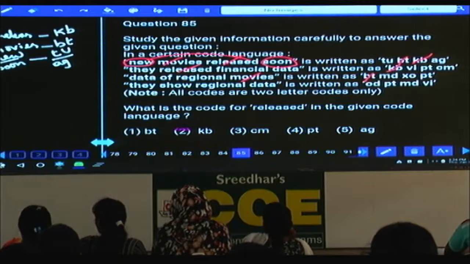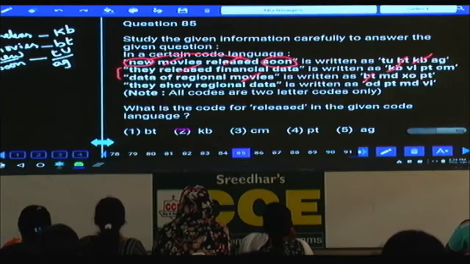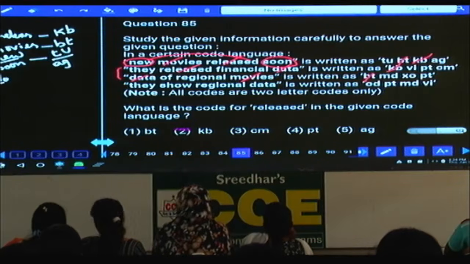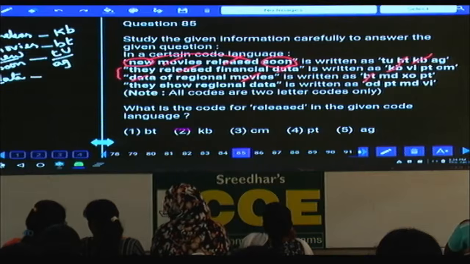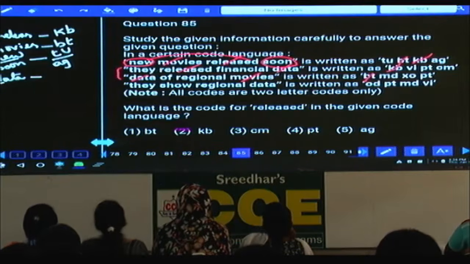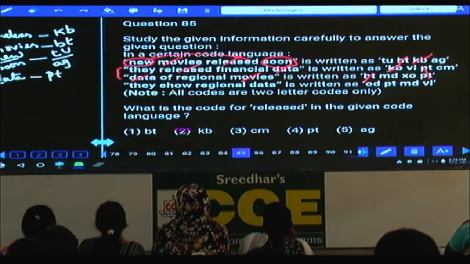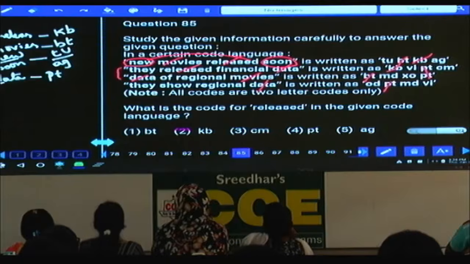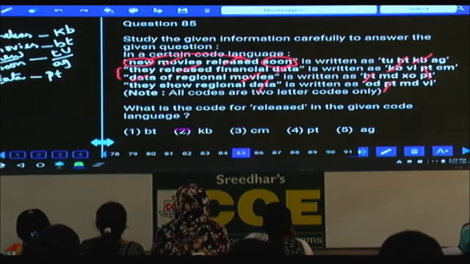The next one, they financial data. Compare the second and the third. Tell me what is the word which is common here? Data. Now data is the word which is common. As data is the word which is common, the code which is common is PT. And the code to the word data is PT. Again in the fourth one also we have data. Data is PT. Wherever there is data, cancel the data and the code PT.